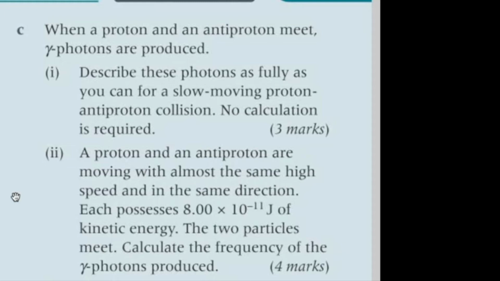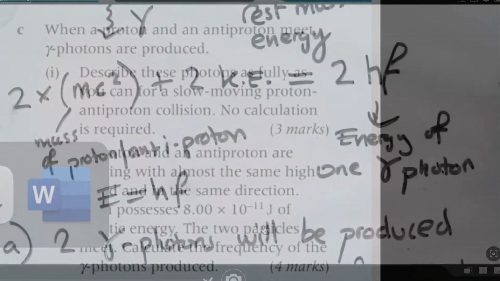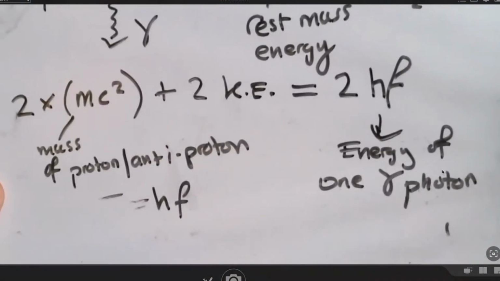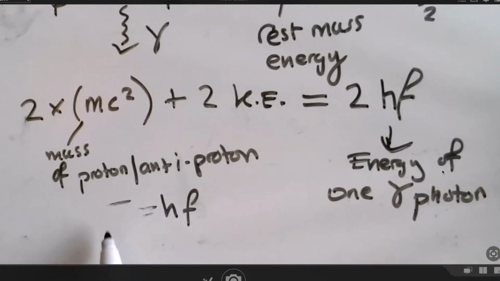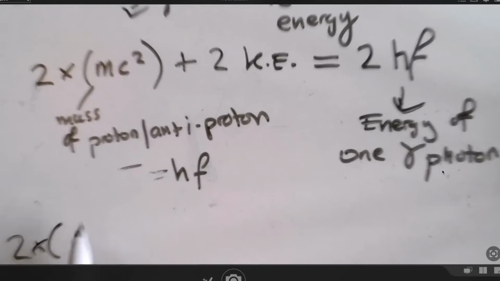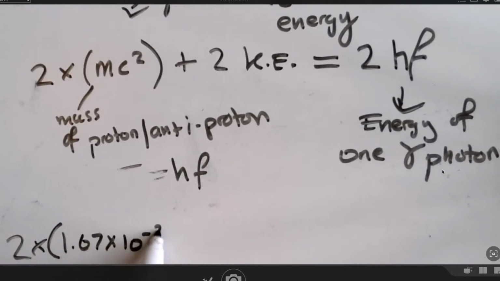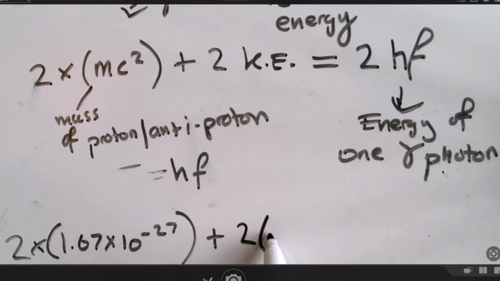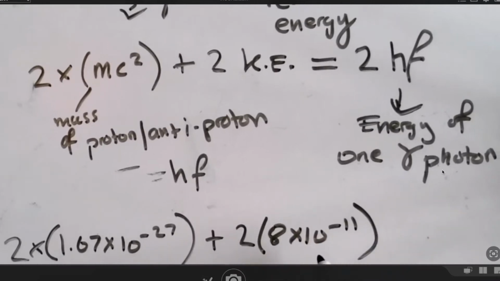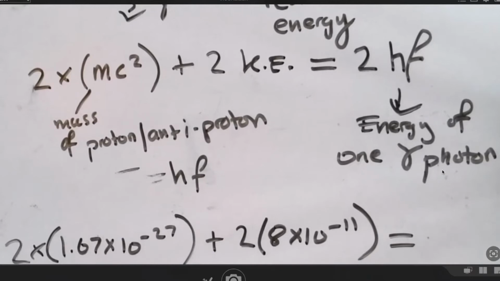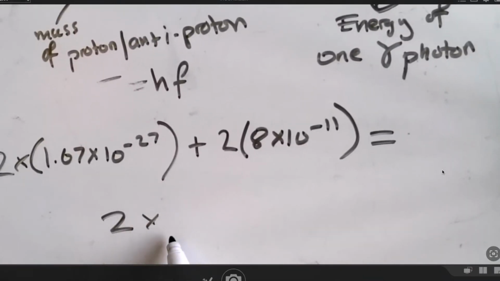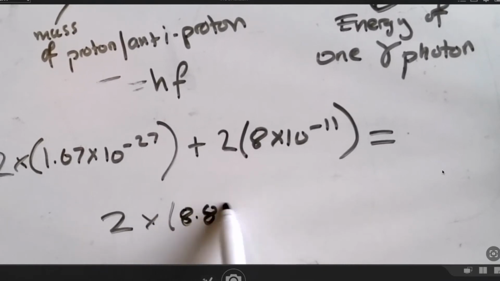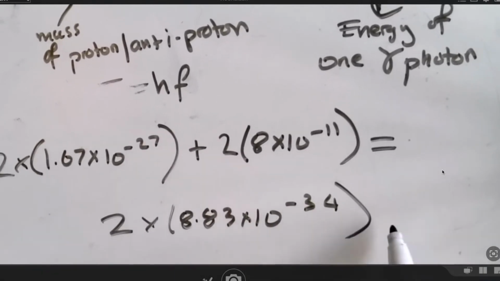I've already stated the equation, and basically we want the frequency of the gamma photons. I need to make a note of this, 8 × 10⁻¹¹ joules as the kinetic energy. Here's the general equation, and I want to work out my f. Again, we're going to use the mass of the protons. So I'm going to do 2 lots times mass, which is 1.67 × 10⁻²⁷ kilograms, plus 2 lots of the kinetic energy, and that was given to us in the question. So 2 lots of 8 × 10⁻¹¹ joules, and that's going to equal 2 lots of Planck's constant. And again, you can find this in your data sheet. It's 6.63 × 10⁻³⁴ times f.